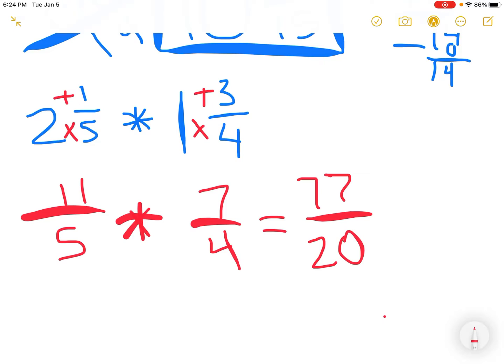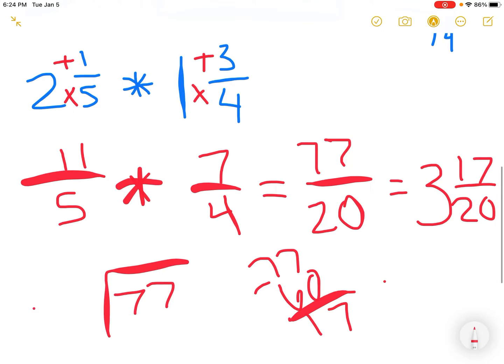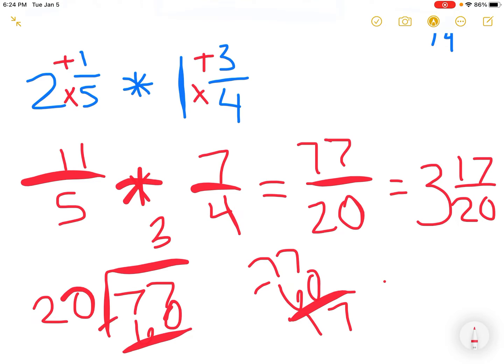That's improper. How many 20s can go into 77? Well, I know 20 times 3 is 60. And that's going to be as close as I can get because 20 times 4 is 80. Since 20 times 3 is 60, I need to take 77 minus 60 to see what's remaining. I get 17/20. Again, we just did long division right there. We asked ourselves how many 20s went into 77. We got 3. The remainder we wrote as a fraction, just like we did in the long division unit. 3 and 17/20.